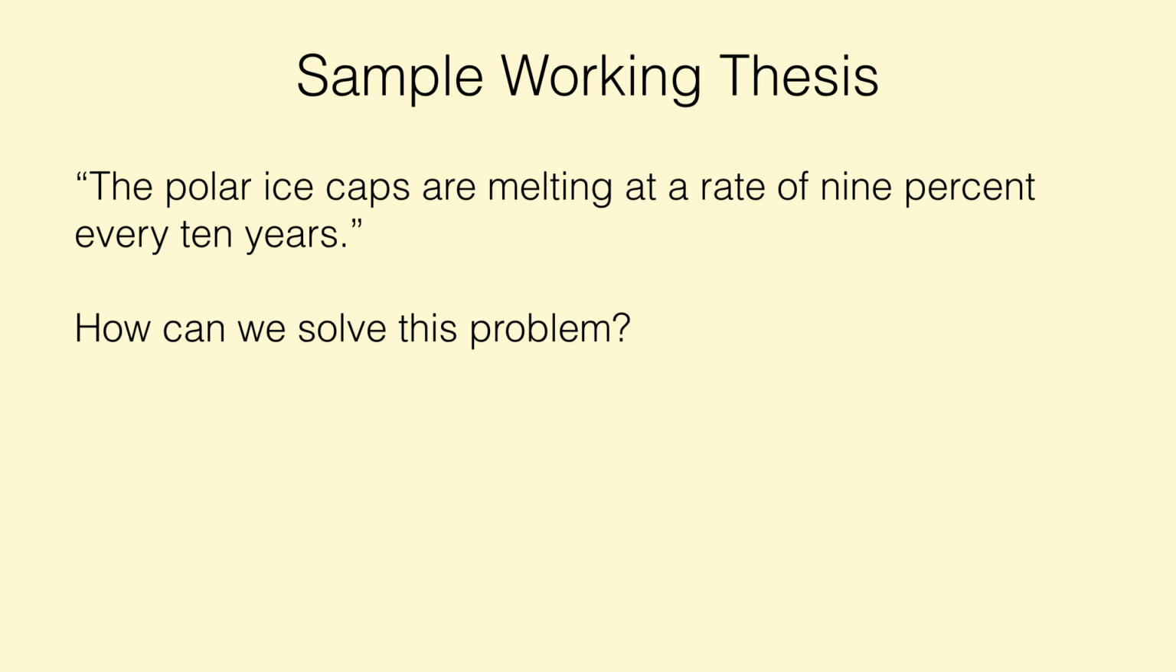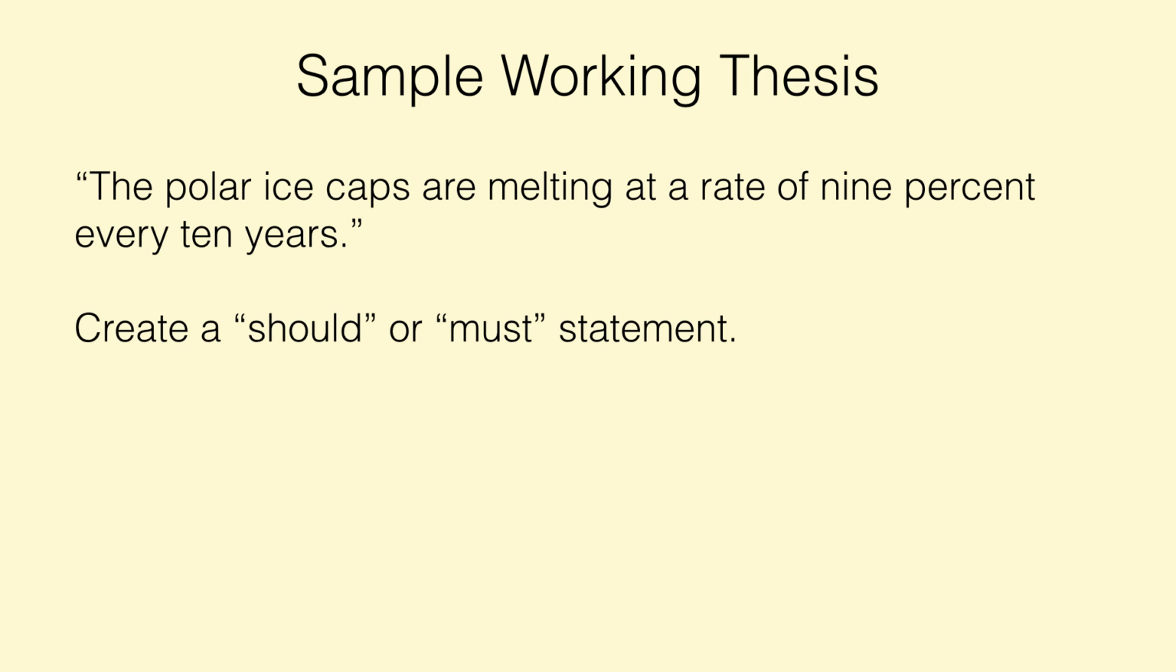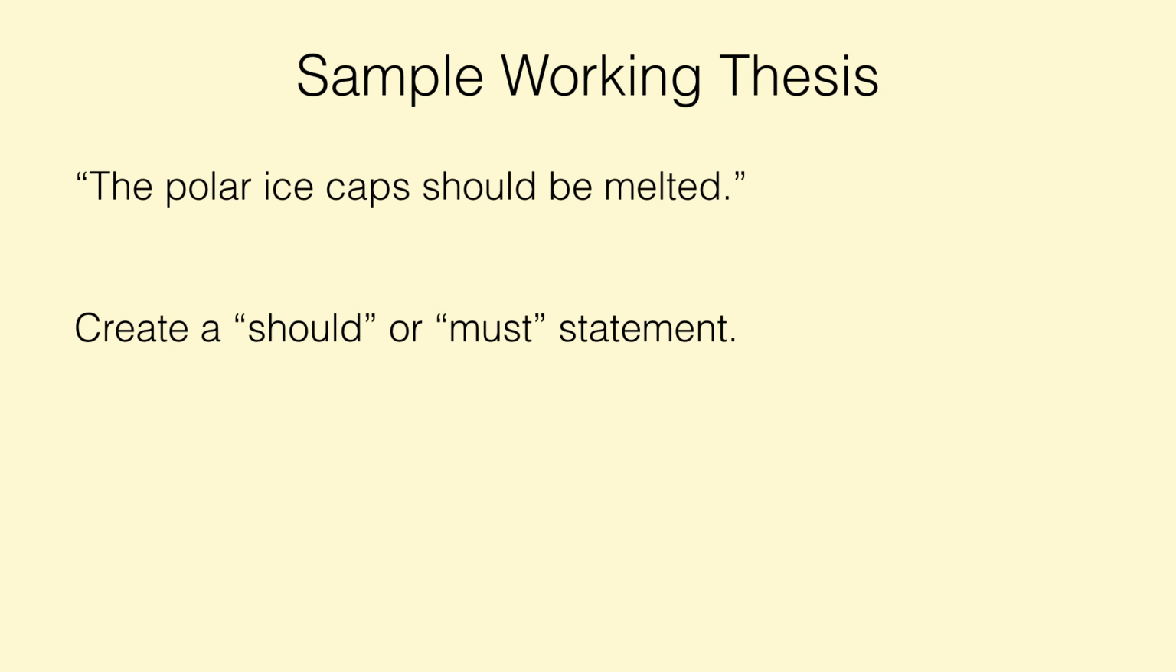So, how can we solve this problem? Turn this into a claim by creating a should or must statement. What action should be taken regarding the ice caps? The polar ice caps should be melted. Now we have created an arguable claim. This sentence attempts to persuade readers about an action that should be taken. There is still no easily identifiable solution to the problem, and readers could potentially disagree with the idea.